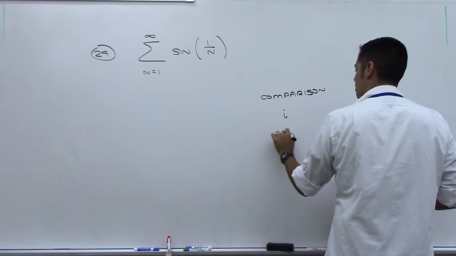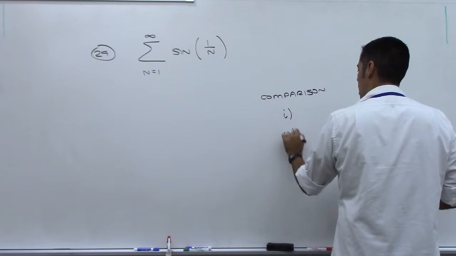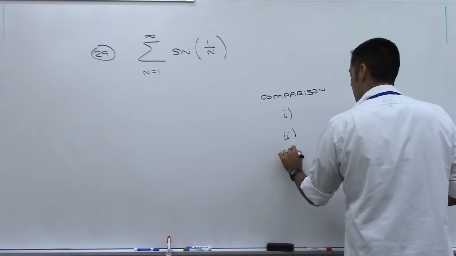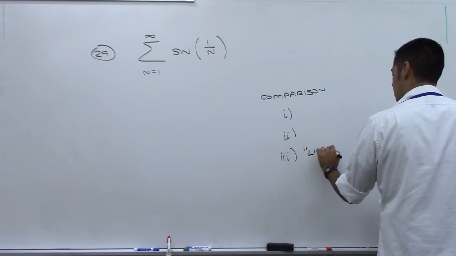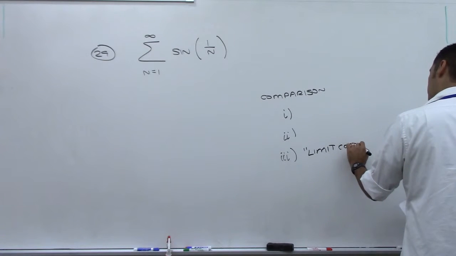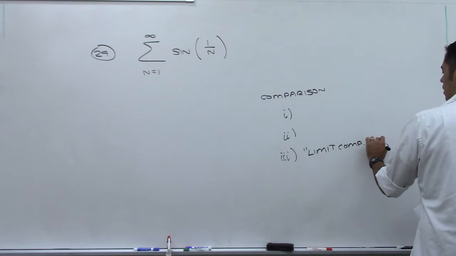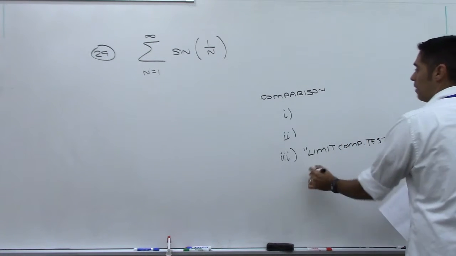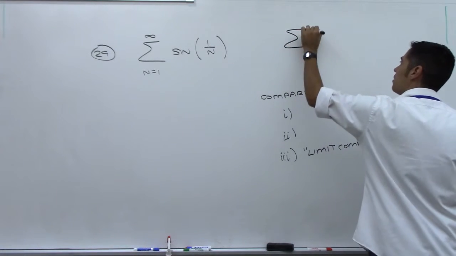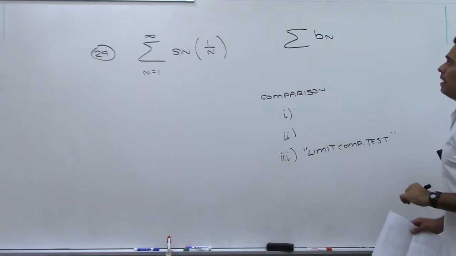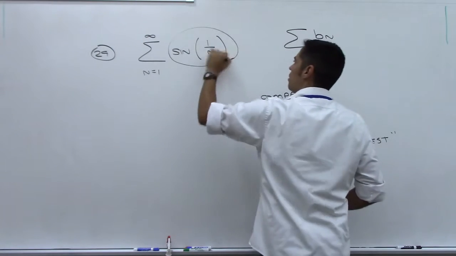There's three parts. There's one, there's two, and there's a third part. And this last part is what's referred to as the limit comparison test. And this test is really nice because what this third one says is that let's say we're comparing that to this, okay? And remember, this is going to be our a sub n.